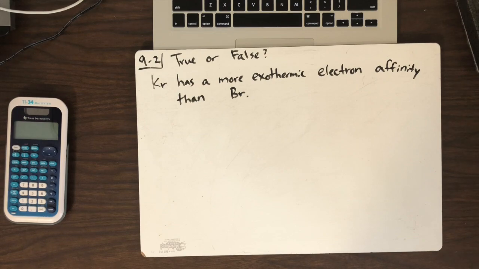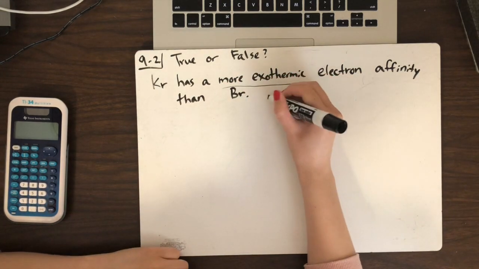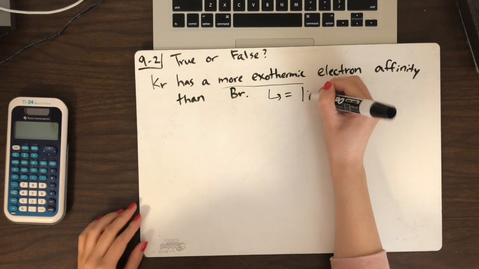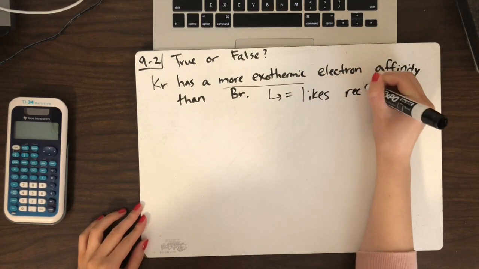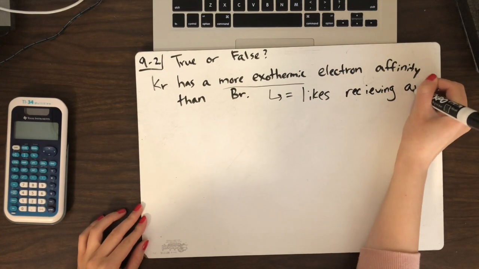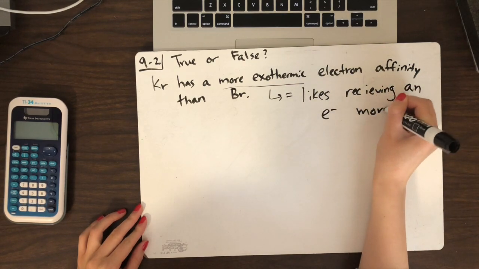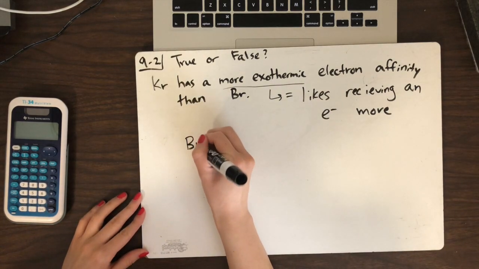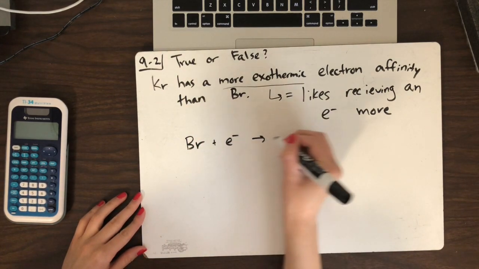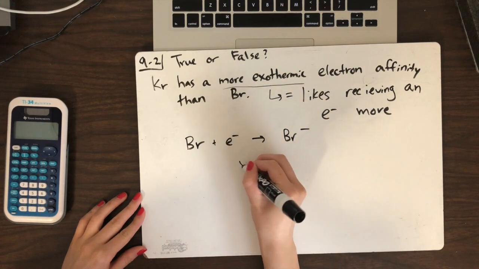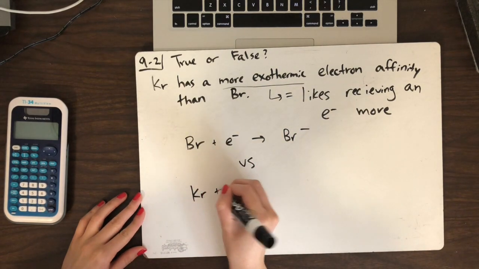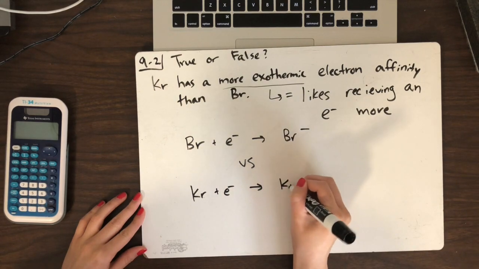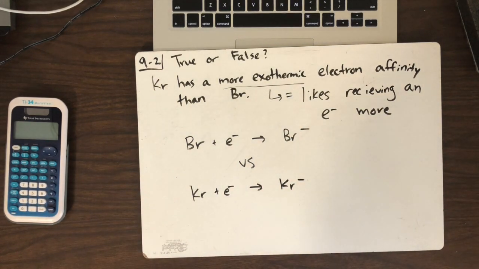The third statement is Kr has a more exothermic electron affinity than Br. More exothermic basically translates to likes receiving an electron more. The more exothermic it is, the more it enjoys that. So think about giving Br an electron to become Br minus versus giving Kr an electron to become Kr minus. Which one likes it more?